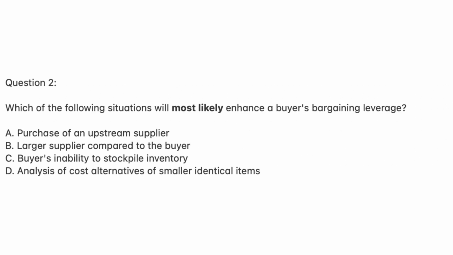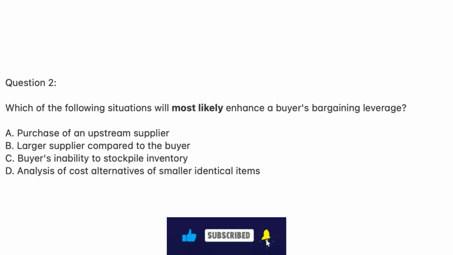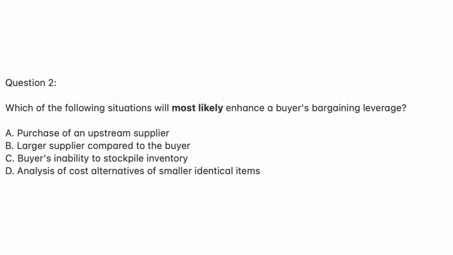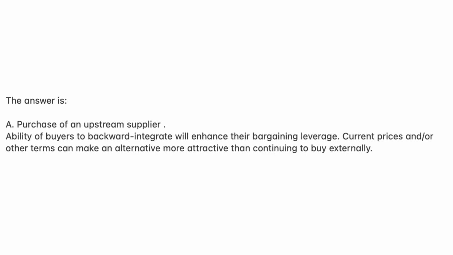Question 2. Which of the following situations will most likely enhance a buyer's bargaining leverage? A. Purchase of an upstream supplier. B. Larger supplier compared to the buyer. C. Buyer's inability to stockpile inventory. D. Analysis of cost alternatives of smaller identical items. The answer is A. Purchase of an upstream supplier. Ability of buyers to backward integrate will enhance their bargaining leverage. Current prices and/or other terms can make an alternative more attractive than continuing to buy externally.